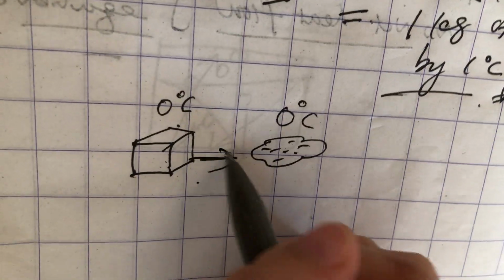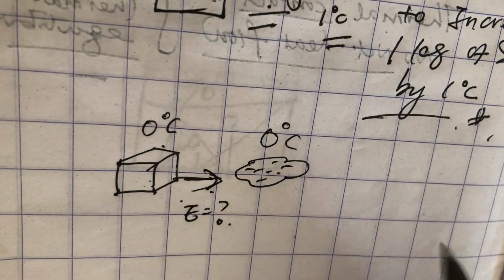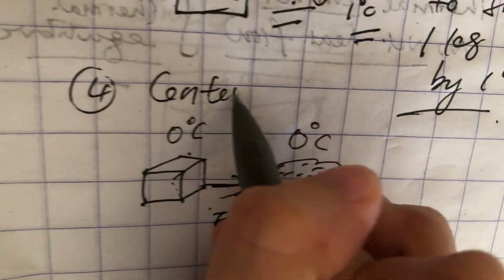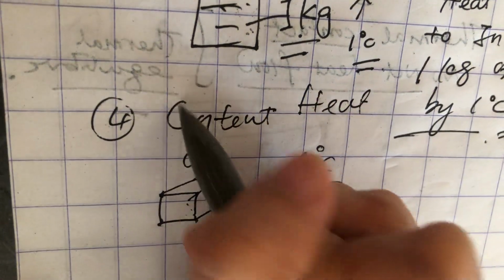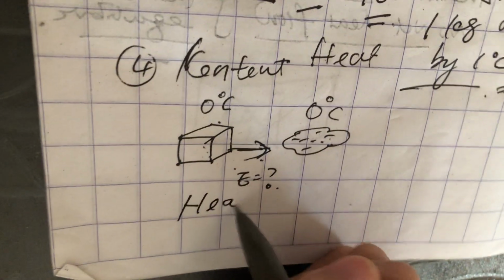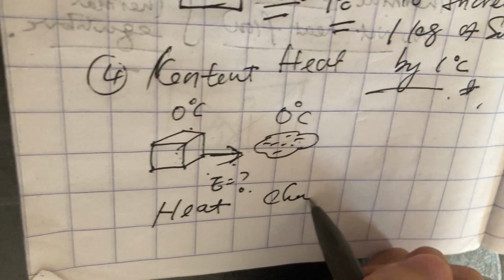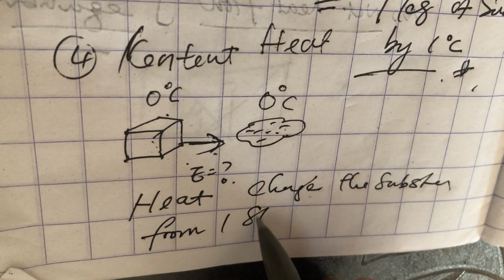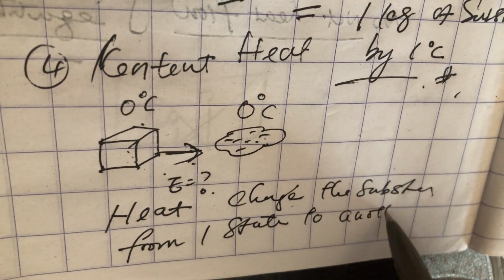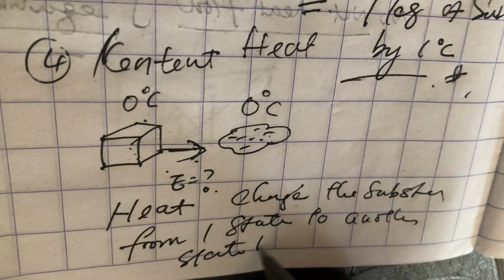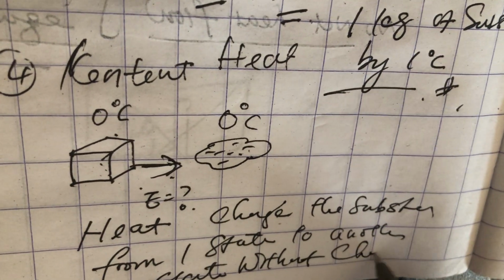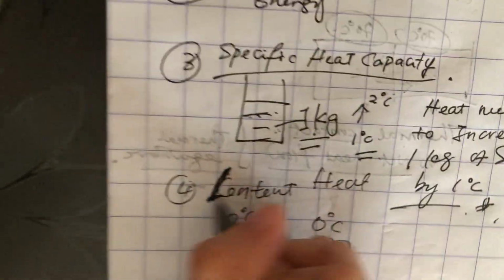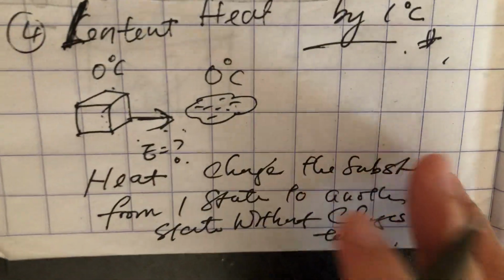So what is the energy needed to make it change from one state to another state? That is what we call latent heat. So what is latent heat? Latent heat is the heat energy, or amount of heat, needed to change the substance from one state to another state without change of temperature. Again, this is not so specific, because we never know the mass.